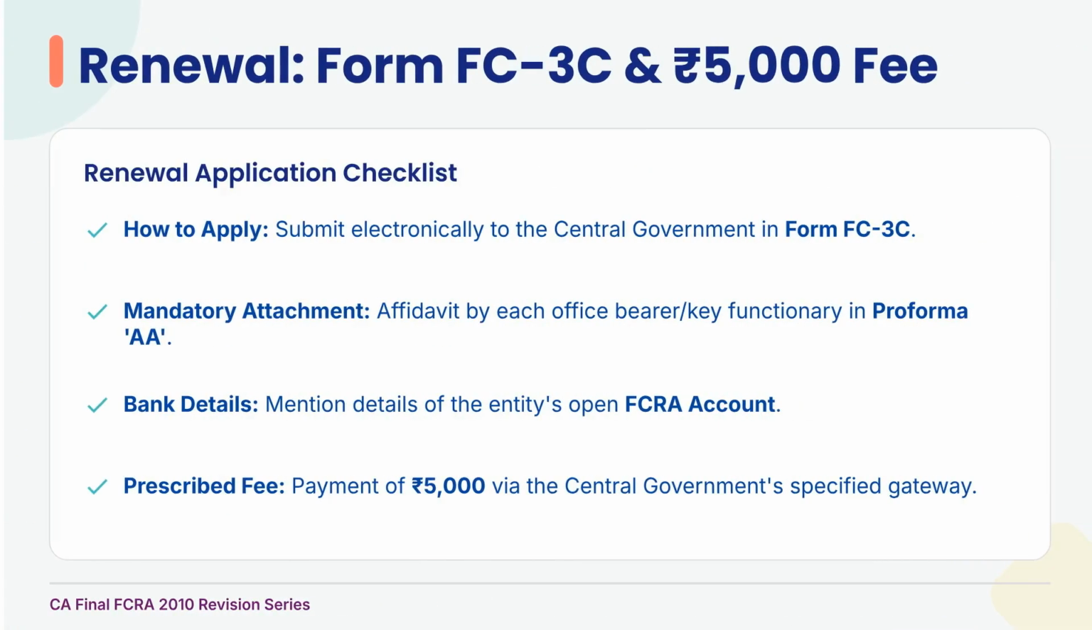The renewal process involves several compliance requirements. The application must be submitted electronically in Form FC3C. It should be accompanied by an affidavit in pro forma AA from every office bearer or key functionary. The organization must also disclose details of its designated FCRA account. In addition, a renewal fee of 5,000 rupees must be paid through the payment gateway specified by the central government. For examination purposes, remember the combination: Form FC3C, Pro Forma AA Affidavit, FCRA account details, and a fee of 5,000 rupees.